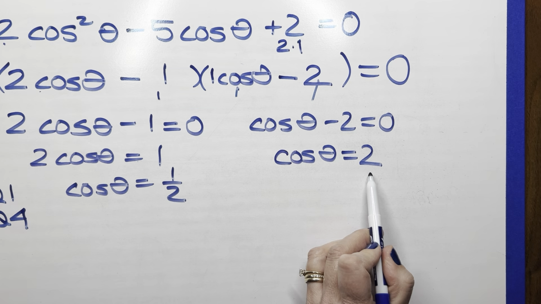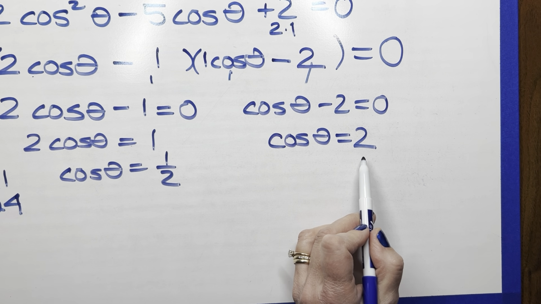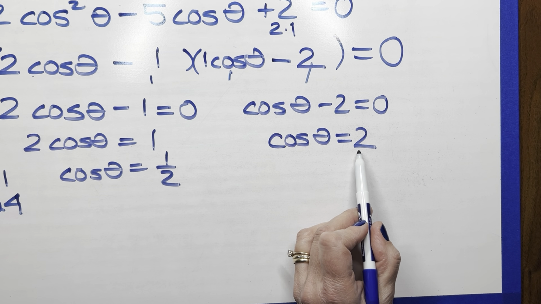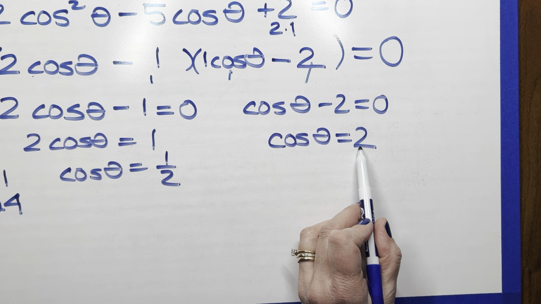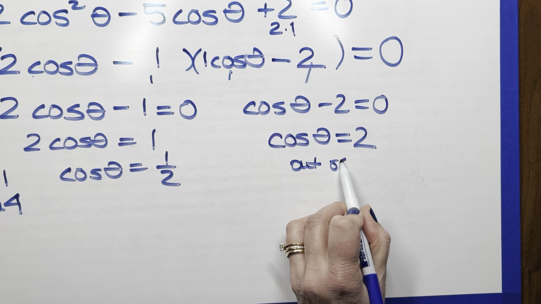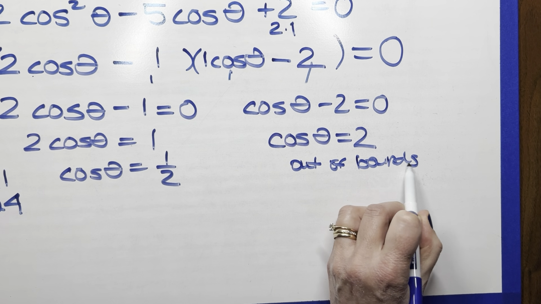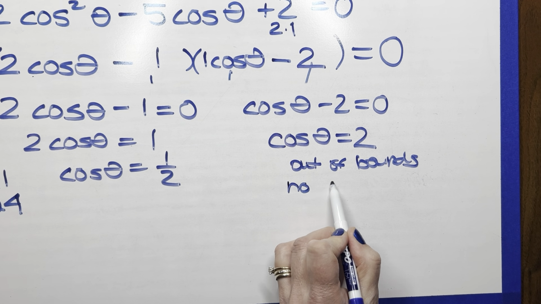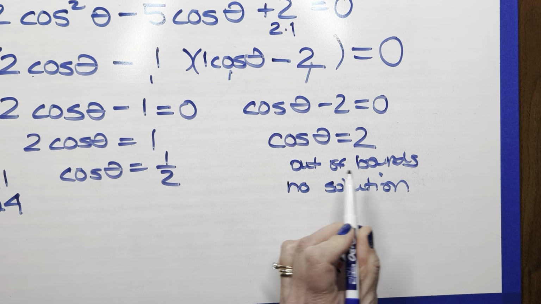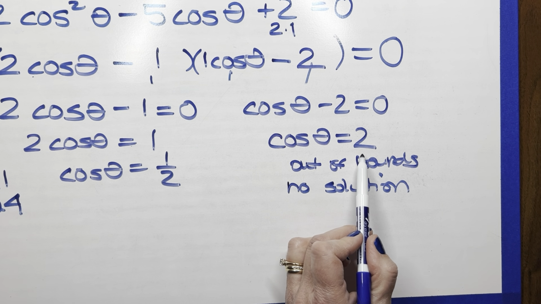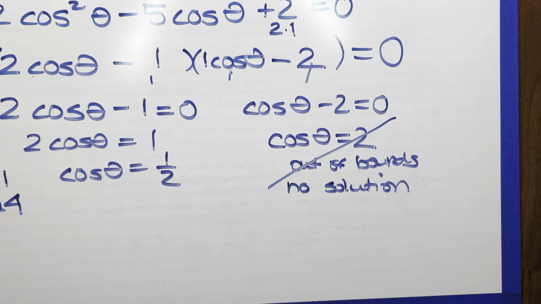Now, this should raise a flag with you, because if you remember from any kind of trig graphs or the unit circle, the largest that the value for cosine ever gets is 1. So when I see this 2, that is out of bounds for what my restrictions are for cosine. And so this one has no solution. I'm going to reject it. There's nowhere on the unit circle where the cosine of any angle will give you a value of 2. So that one we reject.